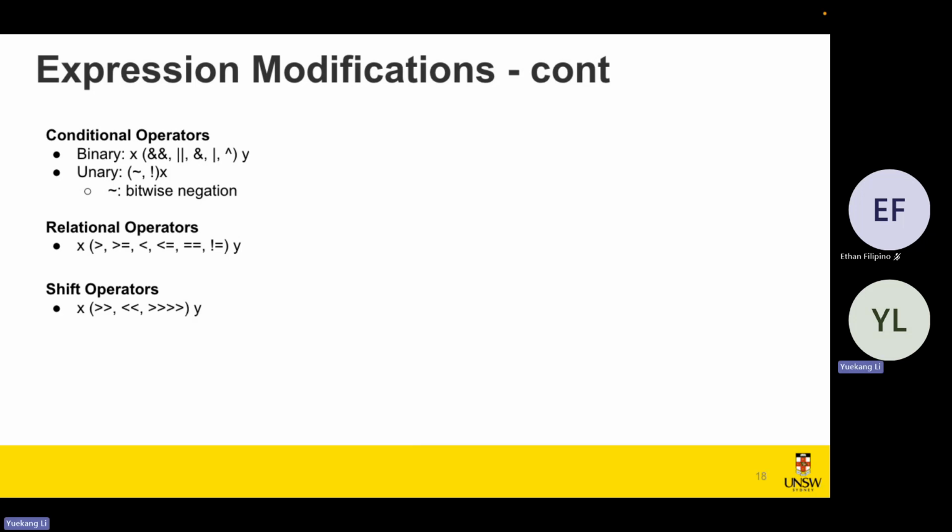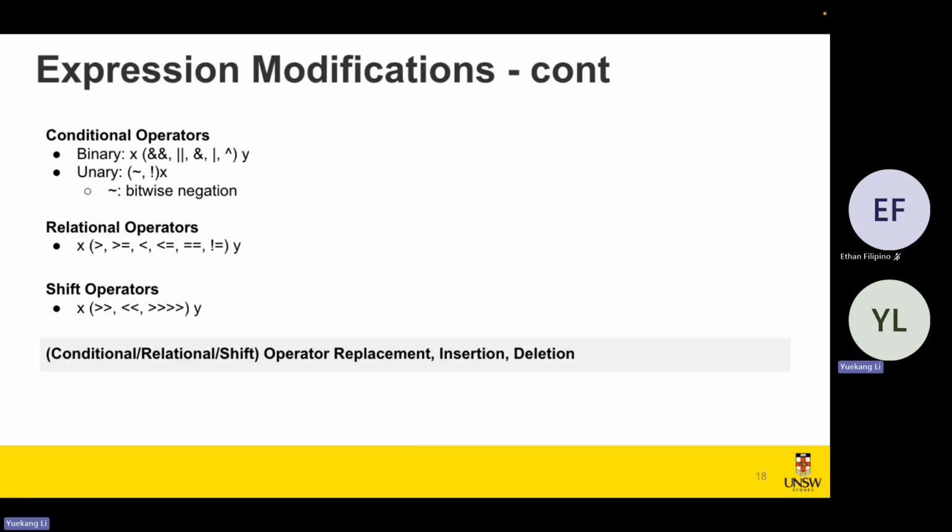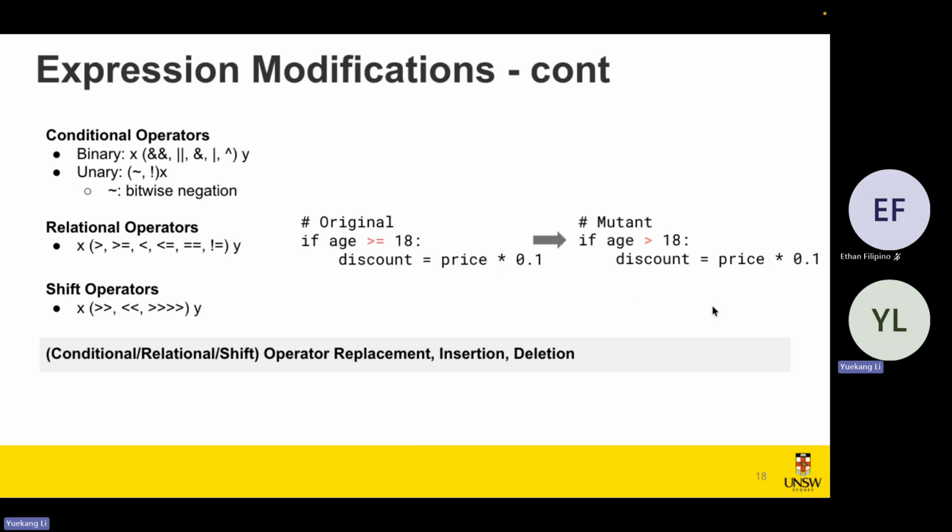And we have shift operators as well. And what we can do is for these operators, we can also do similar things. We can replace, we can insert, we can also delete. Inside this example here, what we can do is quite similar to what we just did for the example program. So instead of using larger than or equals to for the age comparison here, we can replace the operator with a simple larger than. So this is an example of modifying the expressions.